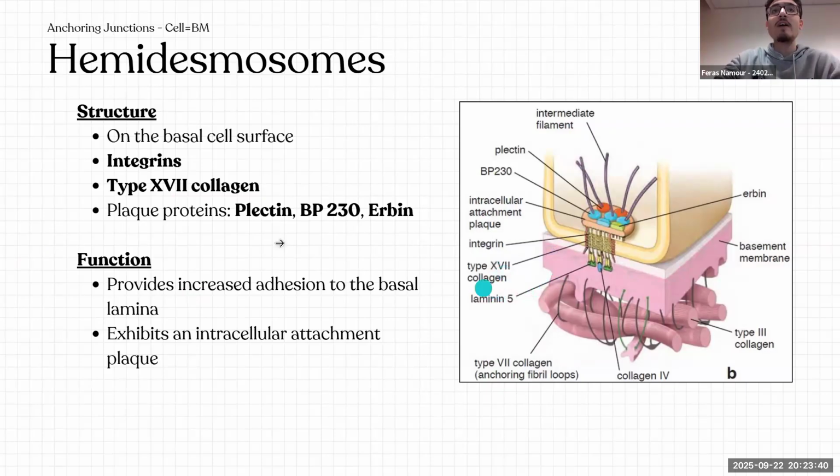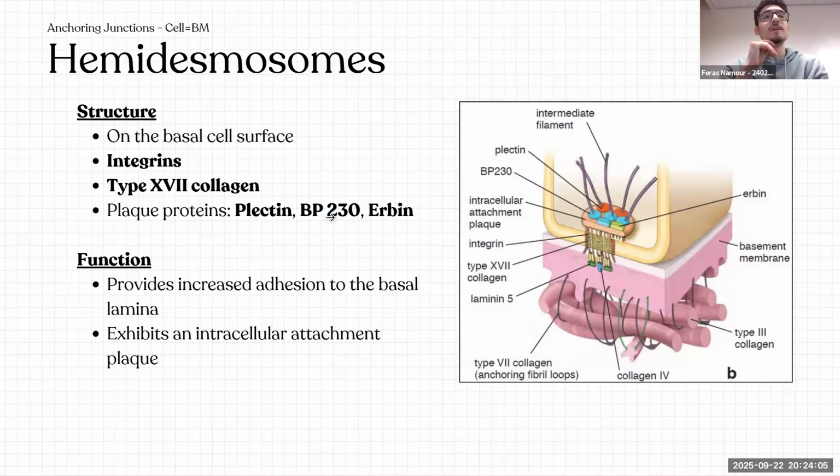Hala, we also have collagen type 17 involved and plaque proteins. Don't get into the details. All I want you to know is what makes up hemidesmosomes: integrins, type 17 collagen, and these plaque proteins. If you want to memorize them, good for you. But will they show the picture and ask what type of junction it is? I don't think so.